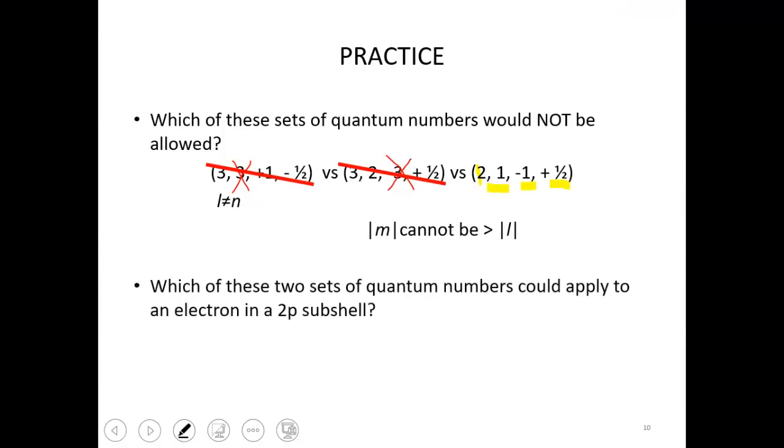Right? Okay, let's look at this one. I'm going to give you two sets of quantum numbers, and let's see which of those would describe an electron in a 2p subshell. Okay, here they are.